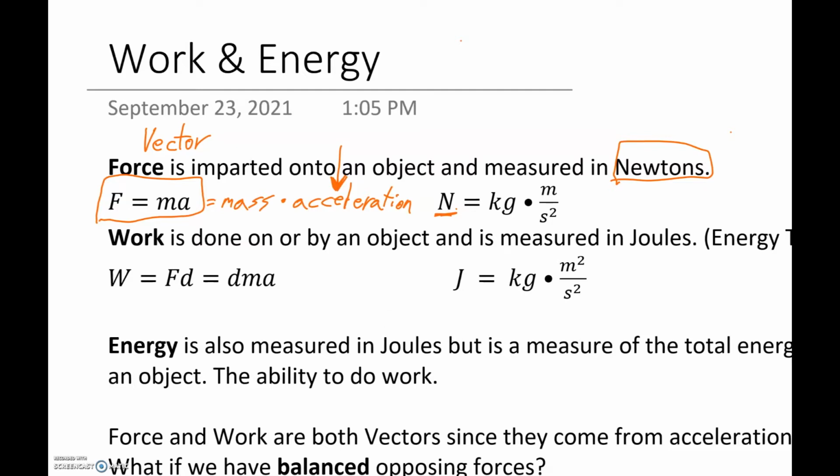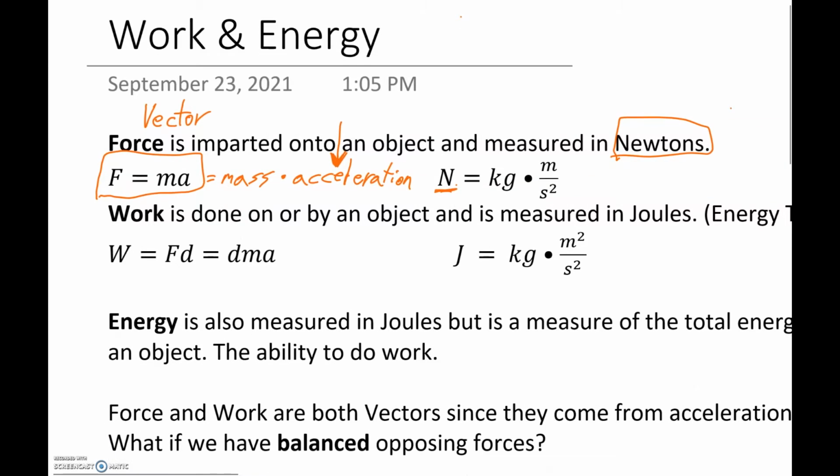And mass is kilograms, acceleration is meters per second squared, and so a newton is a kilogram meters per second squared. Kilogram times meters per second squared. So that is force. Okay?